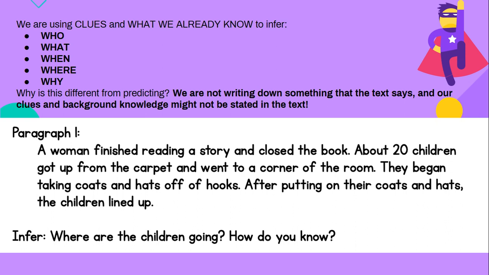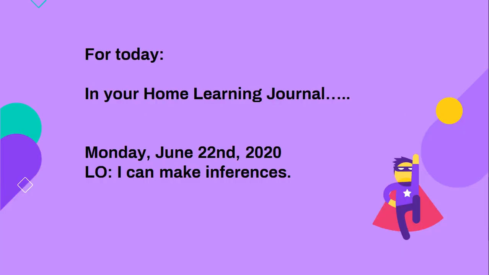I've used what I know from this text, and I've inferred where the children are going. Okay? So for today, in your home learning journal, if you still have space, otherwise you can just use a piece of paper, you need to write the date, which is Monday, June 22nd, 2020, and your LO, which is I can make inferences. Okay, so just pause the video so you can do that.